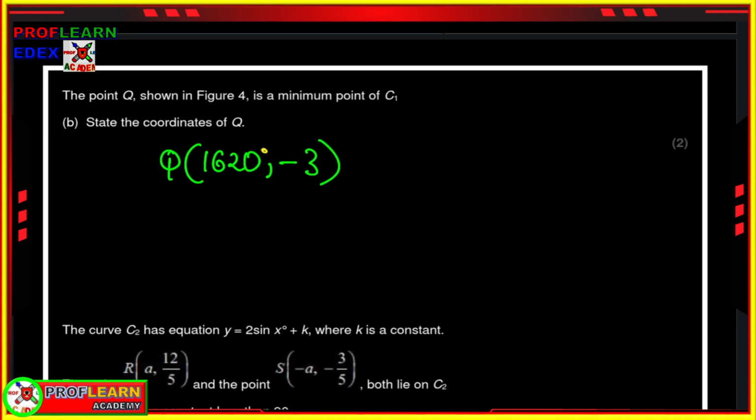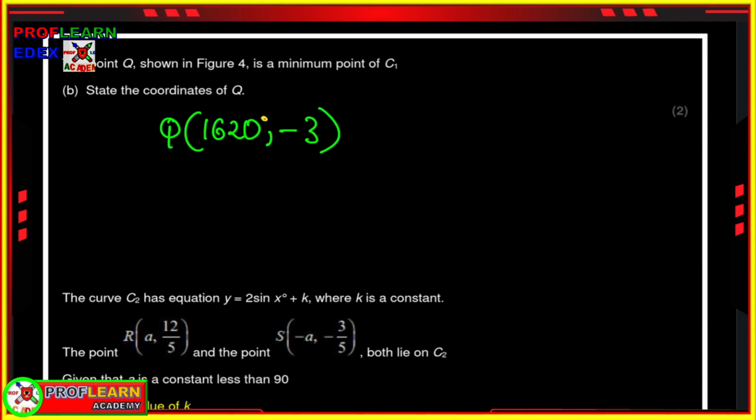So the coordinate for Q is going to be given as (1620 degrees, negative 3). Now, the curve C2 has equation y equals 2 sine x plus k. We are given a point R whose coordinates are (a, 12/5), and another point S whose coordinates are (negative a, negative 3/5). Both lie on this curve. Remember, if you are given a straight line and told that the curve passes through the points, you can substitute them in.